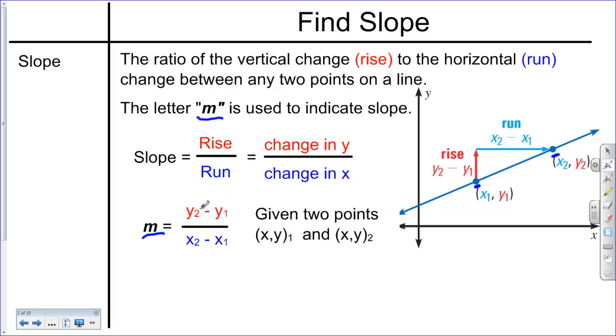So the slope formula is y2 minus y1 over x2 minus x1. The most important part of this is that you got your y values on top and your x values on the bottom. The y2 doesn't have to come first. You can put y1 up front. However, if you put y1 up front, you also have to put x1 up front. Otherwise, your slope will be incorrect.